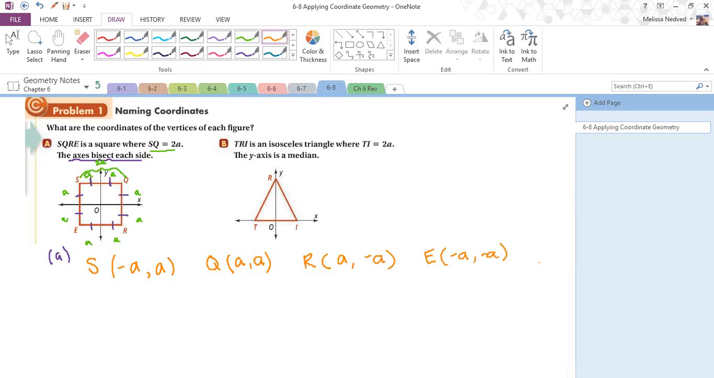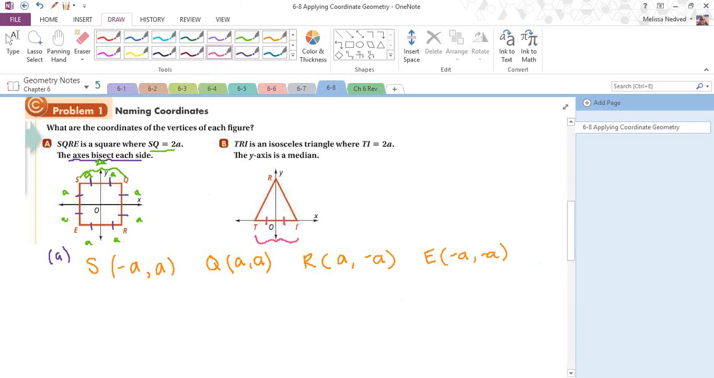All right, now let's look at B. B says TRI is an isosceles triangle where TI has a length of 2A and the y-axis is a median. Now remember what your vocab term median is. We learned that just last chapter. A median goes from the vertex through the midpoint of the opposite side. So that tells us that TI is bisected by the y-axis. So this side here has to be the same as this.